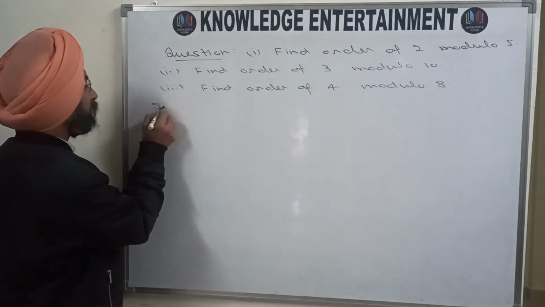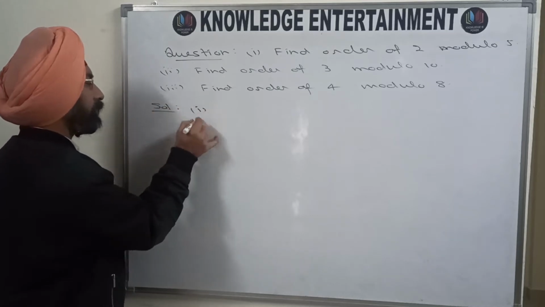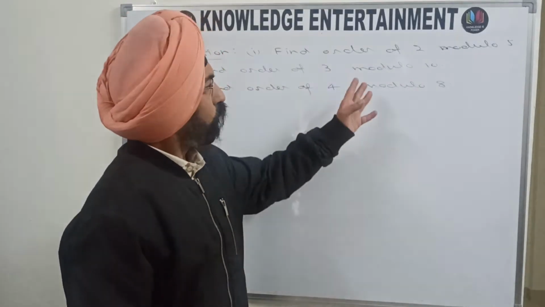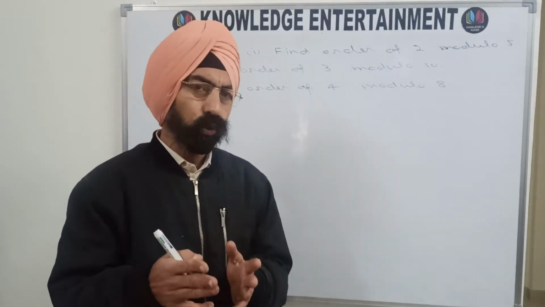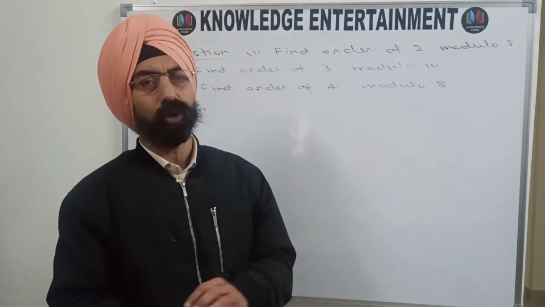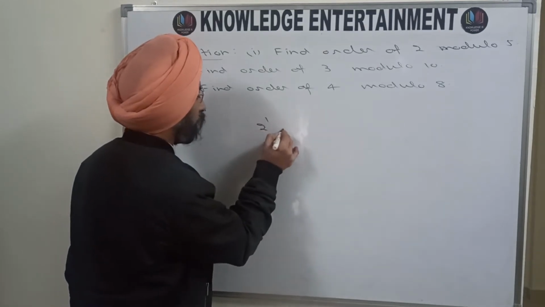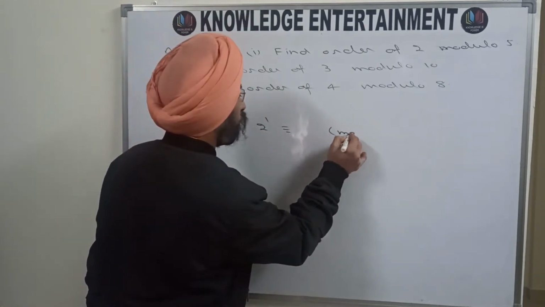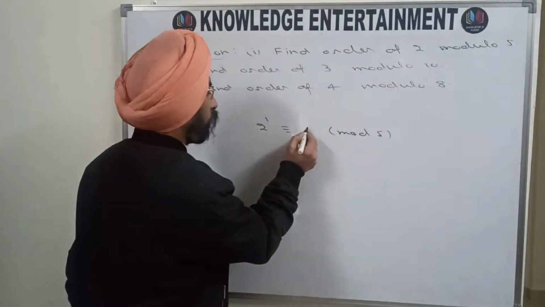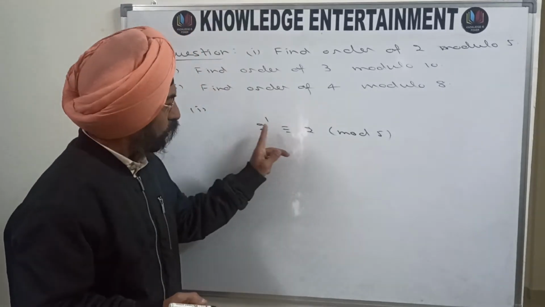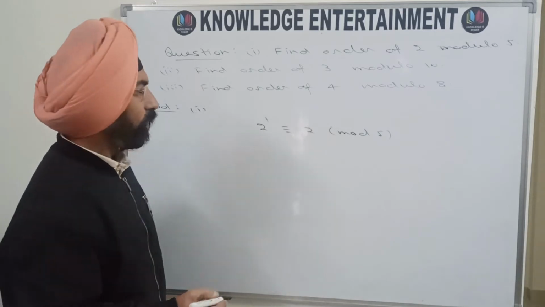Let us start with the first one. Solution of the first one. Order of 2 modulo 5 means the smallest positive integer such that 2 raised to the power that number is congruent to 1 modulo 5. So let us start with 1. Let us check 2 raised to the power 1 is congruent to what modulo 5. And we know that 2 raised to the power 1 is 2 and 2 is congruent to 2 modulo 5. It is not congruent to 1. So that means 1 is not the order of 2 modulo 5.